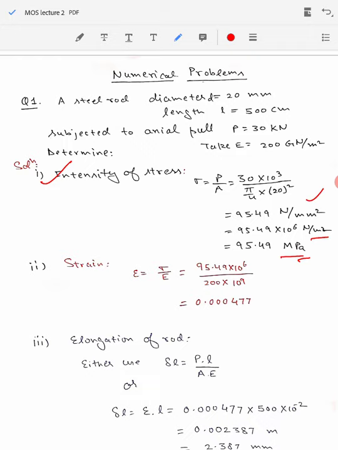Very often we will find the value of the components given in millimeter. So you may calculate them initially in Newton per millimeter square, but you must convert it at the later stage in Newton per meter square or megapascal units.